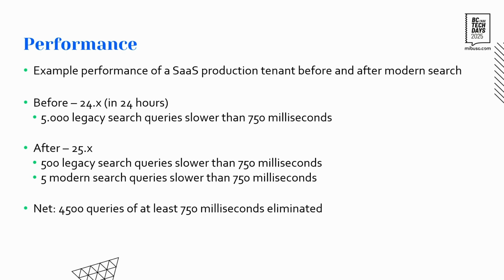Then we upgraded them to 25, and we could see that the next Tuesday after the upgrade, they were at a factor of 10 less of the previous style queries, legacy queries. That was either tables that were not converted to Optimized for Text Search, or people that manually went back to the old style search, and then 5 slow modern search queries. So the 4,500 queries no longer showed up in telemetry.